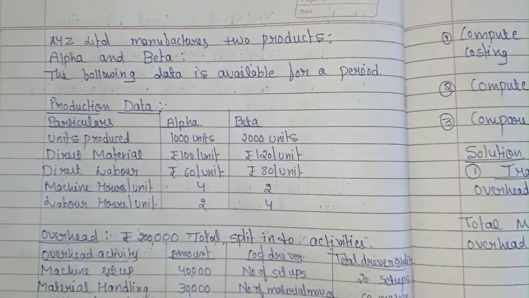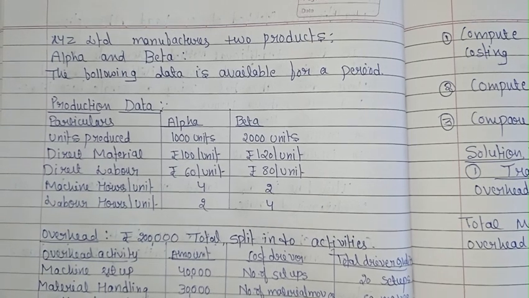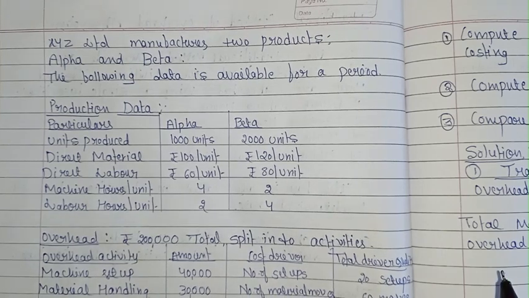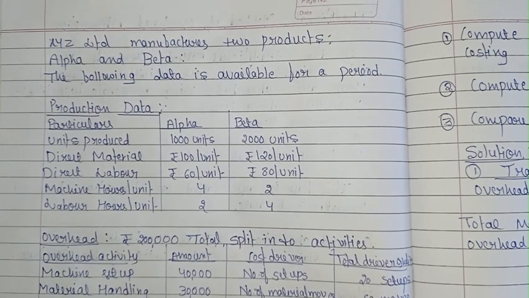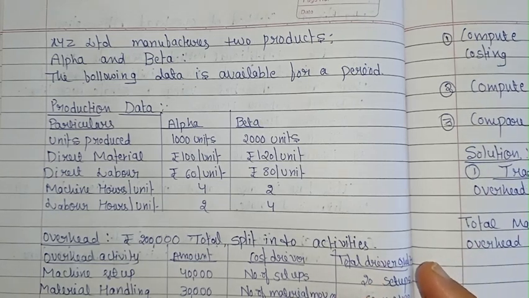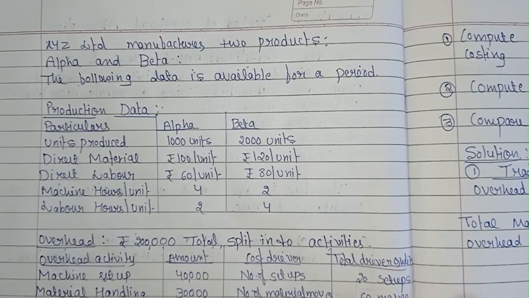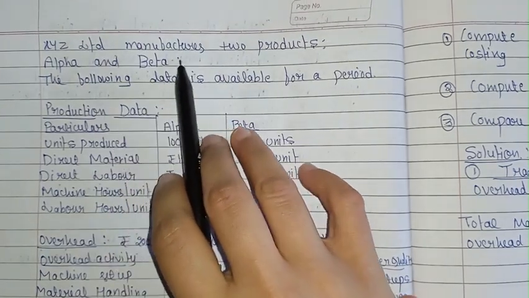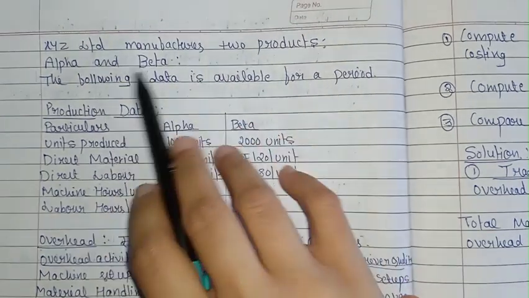In the last class, we learned about ABC and the traditional method of absorption of overheads, right? Today, we are going to solve one practical problem under ABC as well as under the traditional method of absorption of overheads. Clear? So, see here, XYZ Limited manufactures two products, alpha and beta.